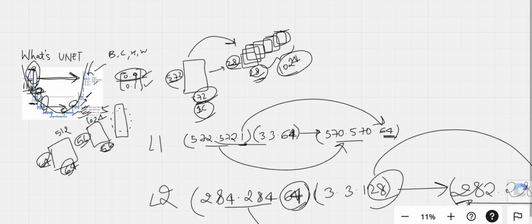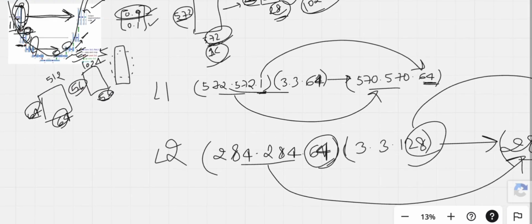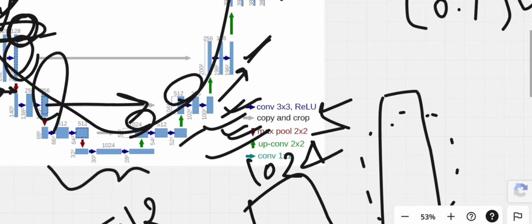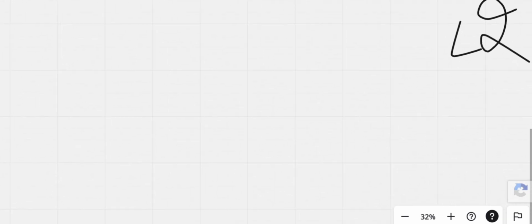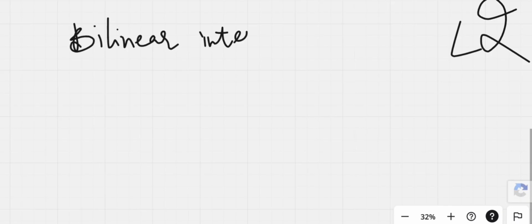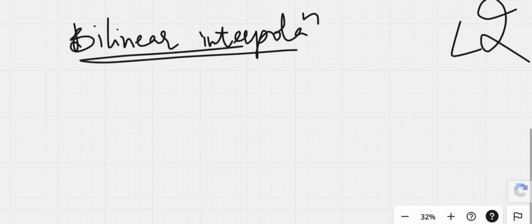Okay, and here, one more concept in the bottleneck is about bilinear interpolation, where our input is an image and the output must be a masked one, where it defines a set of boundaries. Let's understand it mathematically.